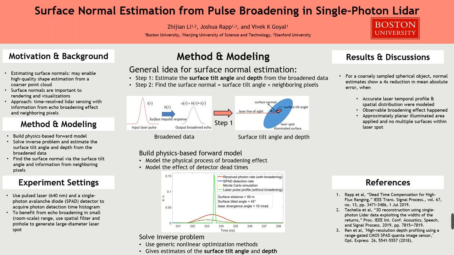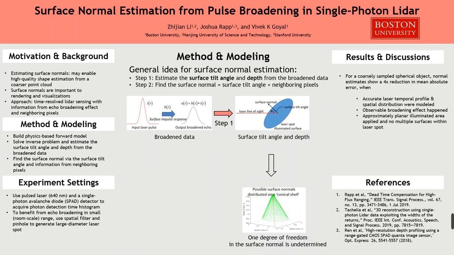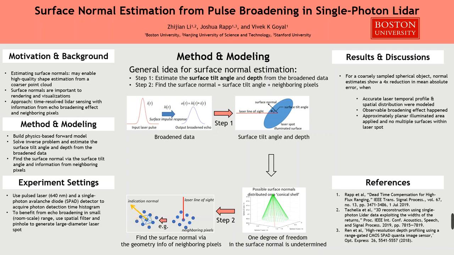After the first step, the surface normal is still unknown, although we estimate the tilt angle and depth, because the tilt angle alone leaves 1 degree of freedom in the surface normal undetermined. In fact, possible surface normals are distributed on a conical shell. So the second step is to find the surface normal with the help of the geometry information of neighboring pixels. Here is an example of calculating the subnormals of neighboring pixels and extracting one indication normal to finally tell us which one is the most likely surface normal.